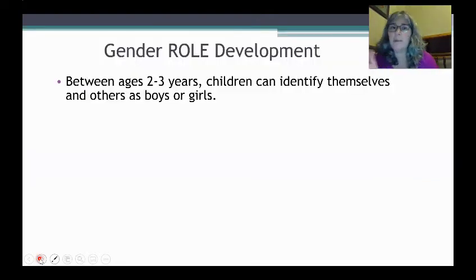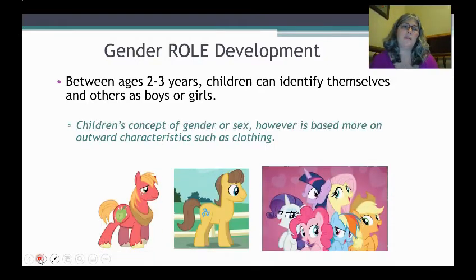So gender development, let's go back to very young children. We're going to start around the age of 2 to 3. This is when children start to be able to label or identify themselves as male or female, and they also start to label and identify others as male or female. During this time period, their concept of sex is really based on outward characteristics.